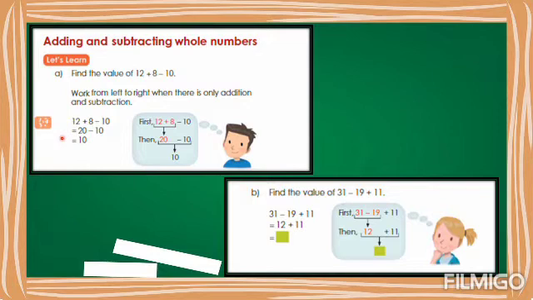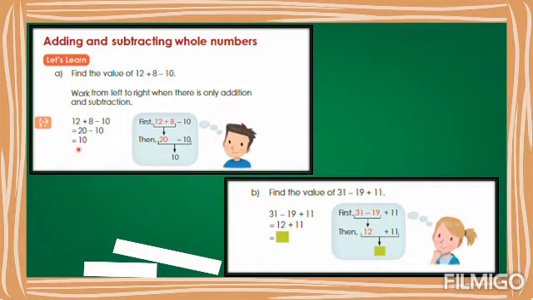After adding that, we'll put down the sum. The sum of 12 and 8 is 20, and we'll copy the subtraction sign and bring down the 10. So let us subtract now the 20 and the 10. The difference is 10. As you see here, that's the final answer.